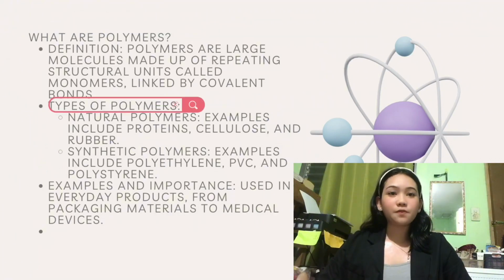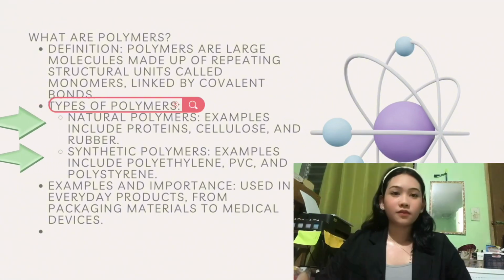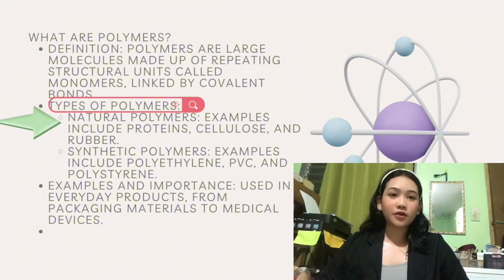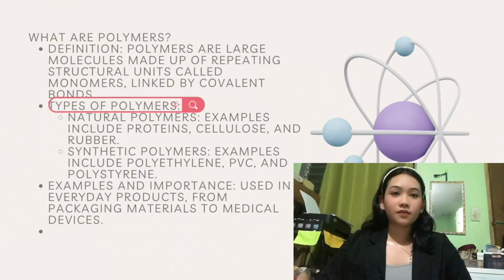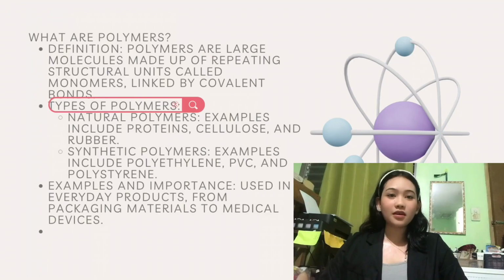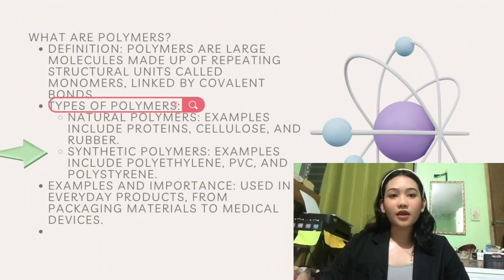The vast spectrum of polymers can be broken down into two: synthetic and natural. Natural polymer examples are proteins, cellulose, and rubber. Synthetic polymer examples include polyethylene, PVC, and polystyrene.